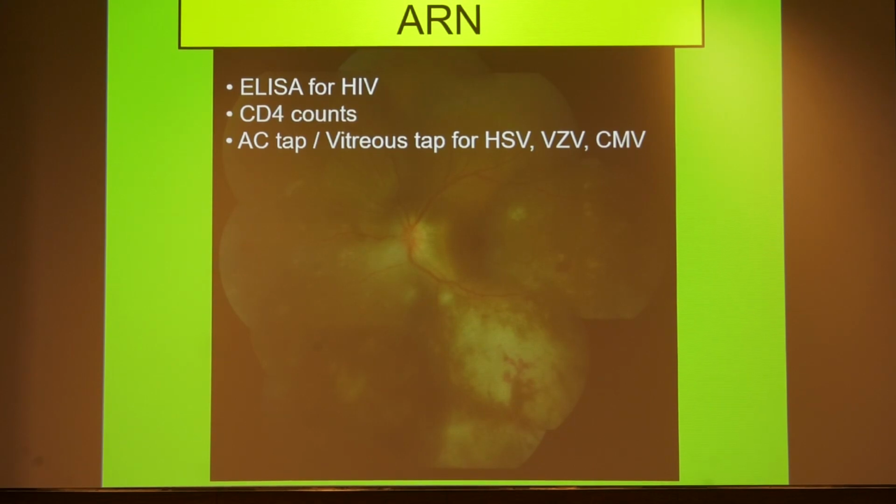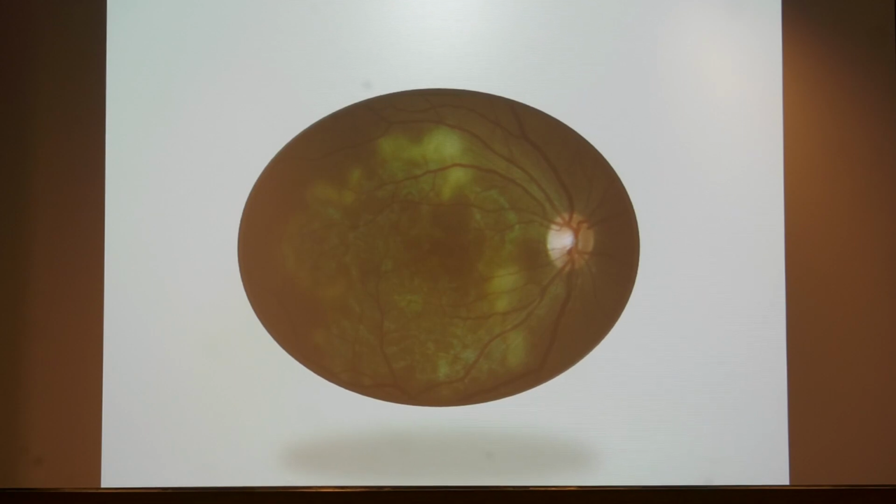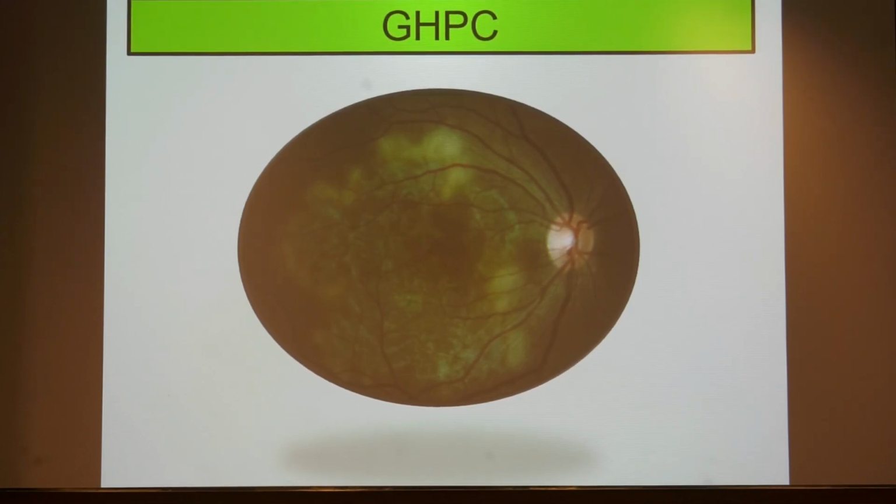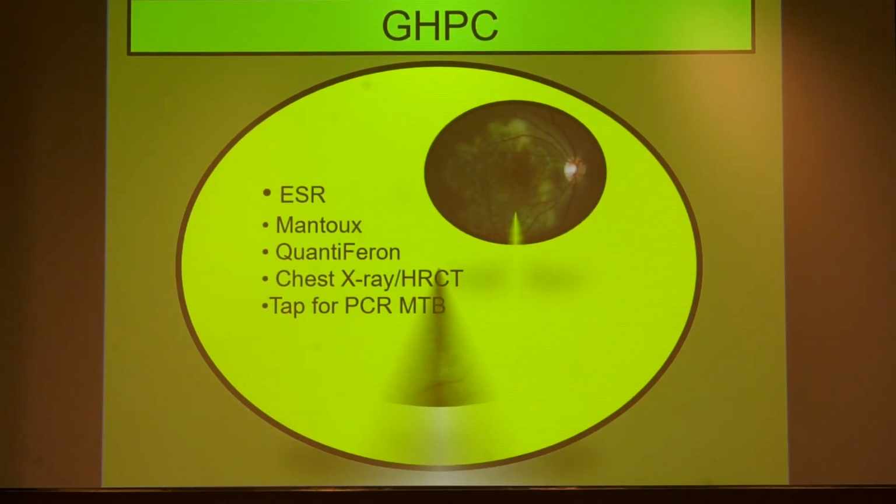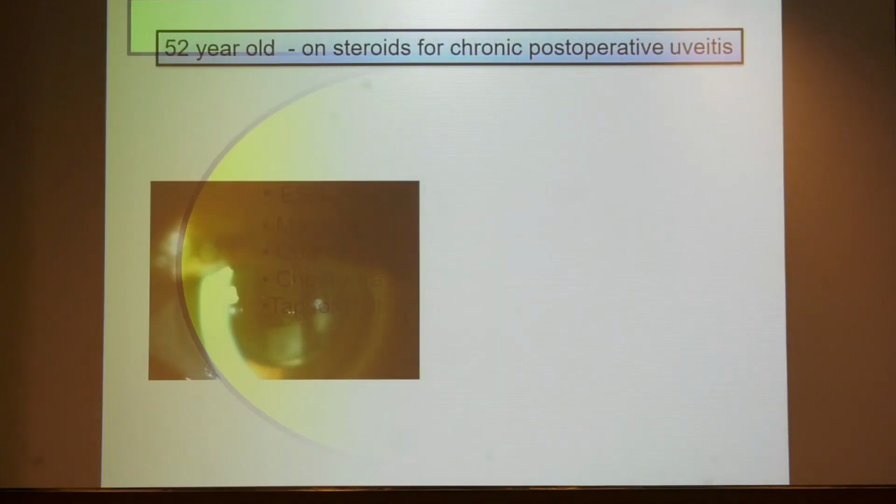You have a retinitis like this. Think about infectious causes. This could be viral, ARN. So think of doing an AC tap and the immune status of the patient. This is a GHPC with active margins. This again, we would be thinking about tuberculosis as a first differential diagnosis and tailor our investigations accordingly.